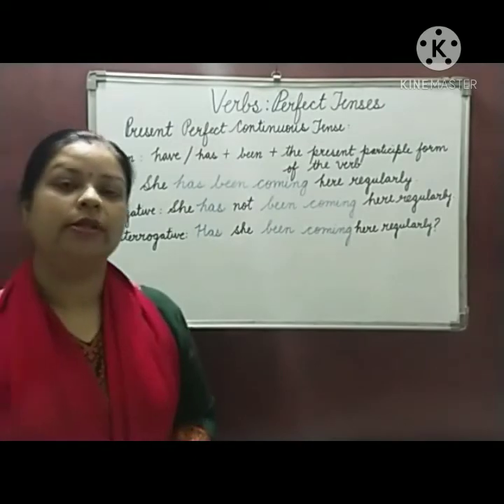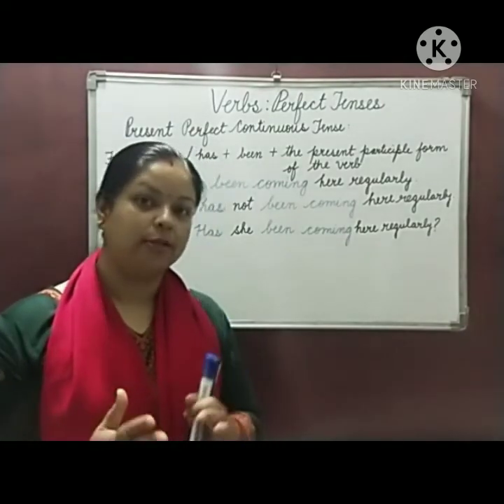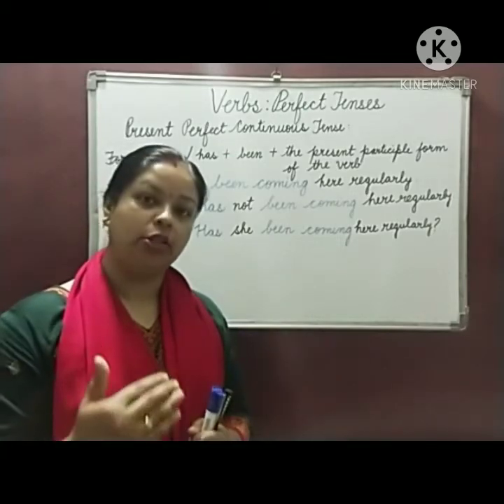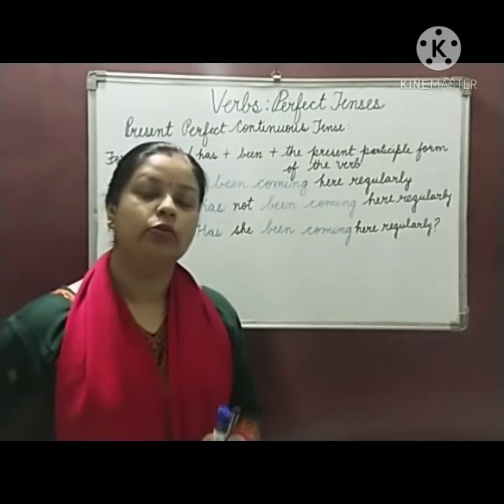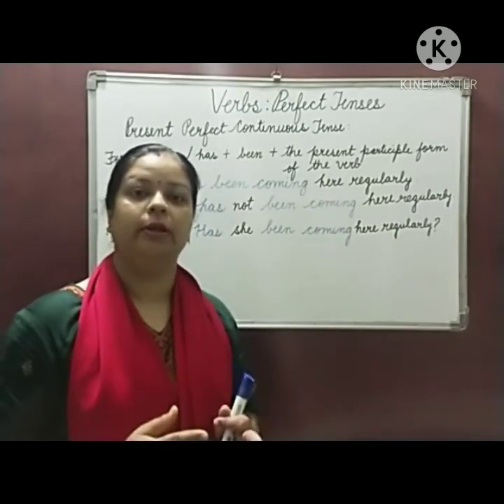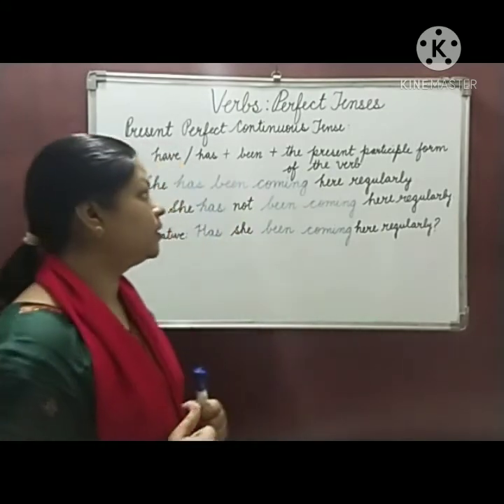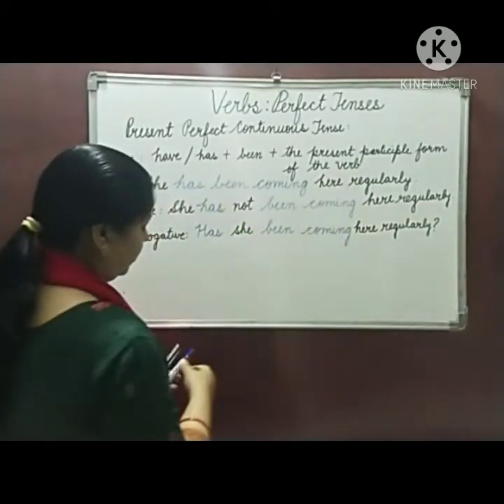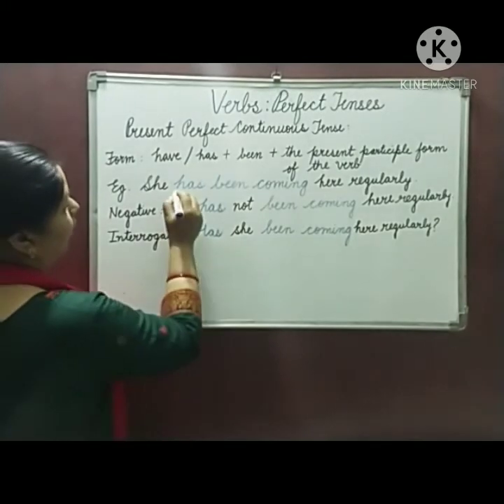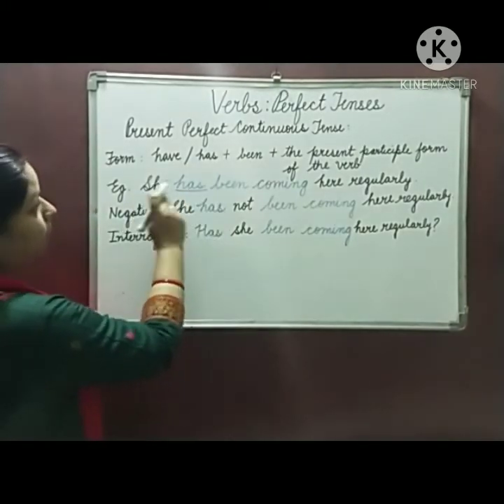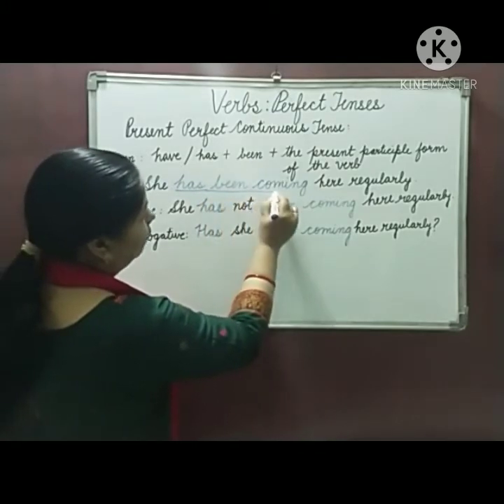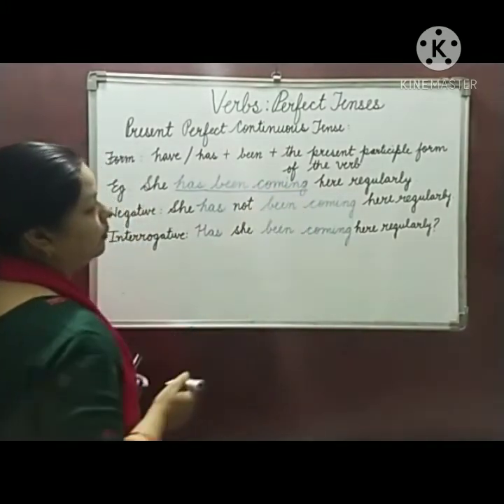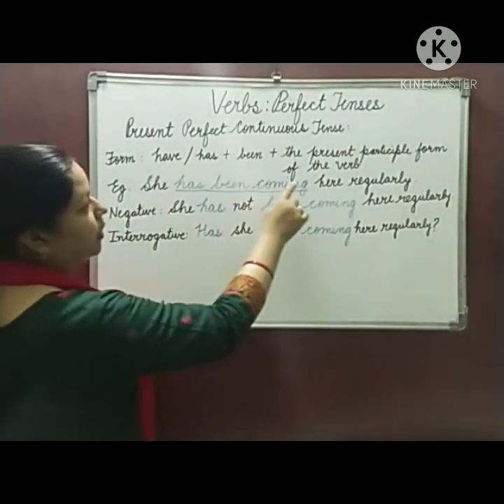So please do notice that in the perfect tenses we used the past participle form of the verbs, but as these tenses are in continuation or continuous forms, we will use the present participle form of the verbs with the auxiliaries. So here we will see one example: she has been coming here regularly. Here you can see, children, that has is used with the singular subject she, been is added, and after that the ing form, or the present participle form of the main verb come, has become coming. So she has been coming here regularly.